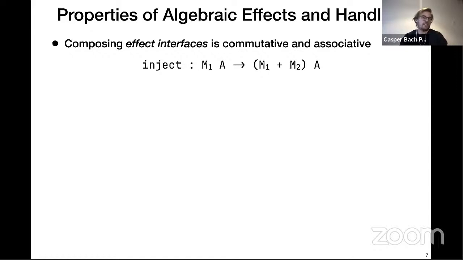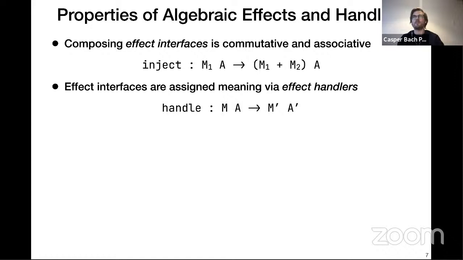So the nice effect here being that we compose effect interfaces in a way that is commutative and associative. More generally, if we have an effect interface that is described by an M1, we can always add more effects to this effect interface. So I've said that we can compose effect interfaces in a way that is commutative and associative, but with algebraic effects, we then subsequently have to assign meaning to the sets of effects that we declare our program has. And the way that we assign meaning is by means of effect handlers. So here I have the type of a handle function, which handles effects described by some effect interface, M of A, and it yields a new computation, which here is M prime A prime.